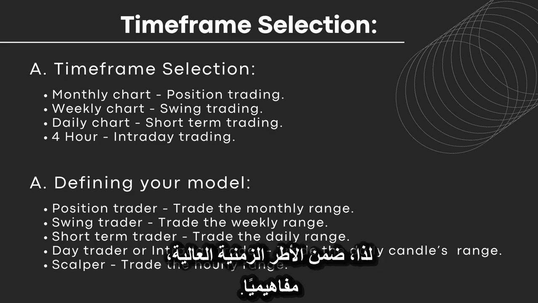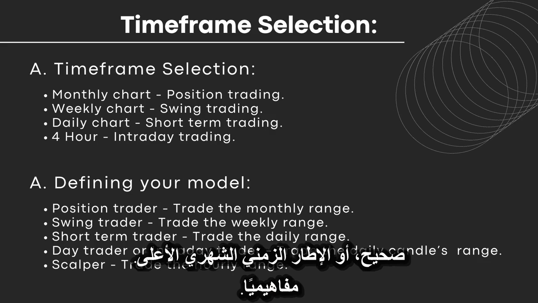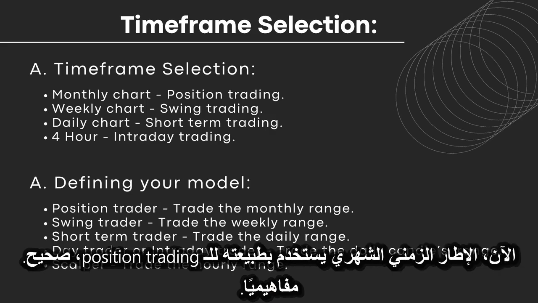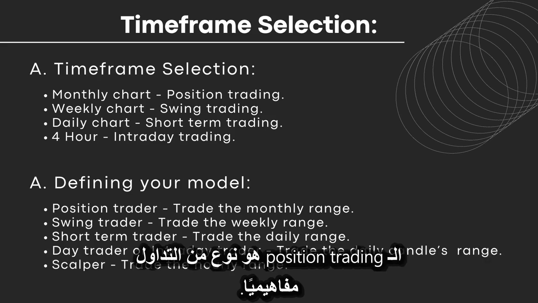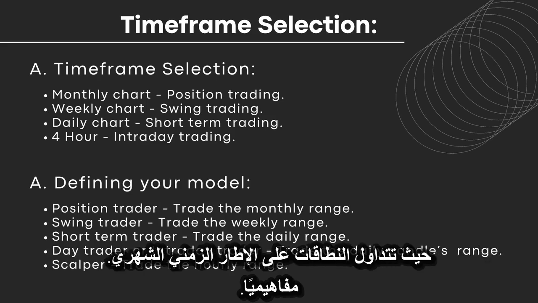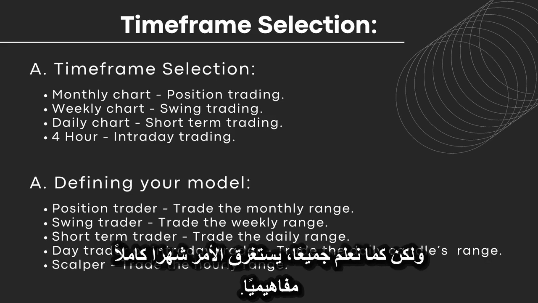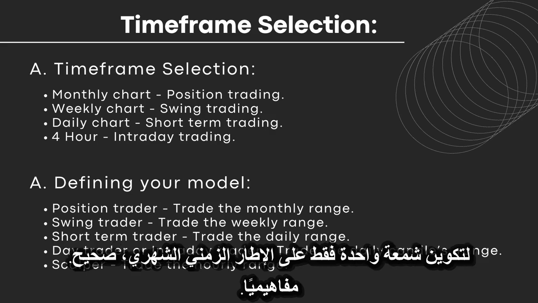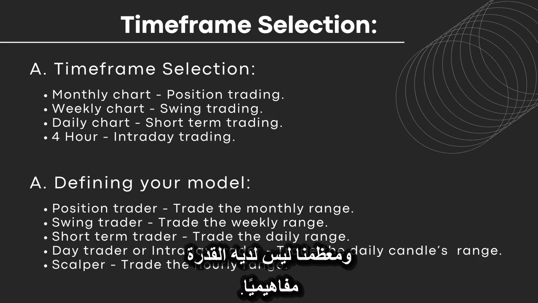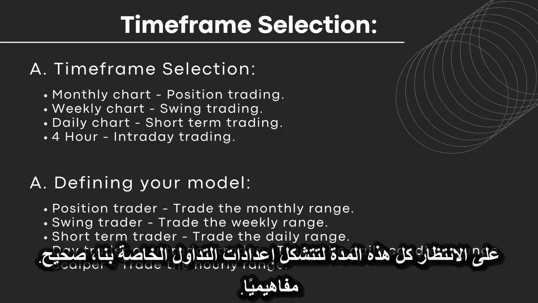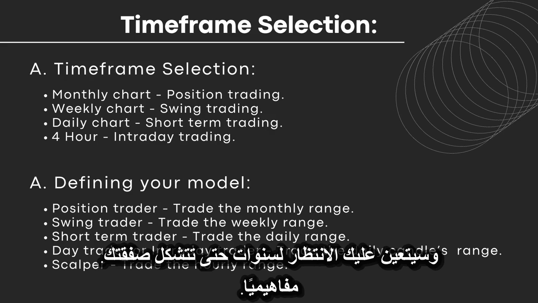So inside higher time frames, the first one we've got is the monthly chart, right? Or the monthly higher time frame. Now, the monthly time frame inherently is used for position trading, right? Position trading is the type of trading where you trade ranges on the monthly time frame. But as we all know, it takes a whole month to form just a single candle on the monthly time frame, right? And you know, most of us don't have the ability to wait for that longer for our setups to form, right? And you would have to wait for years for your setup to form.